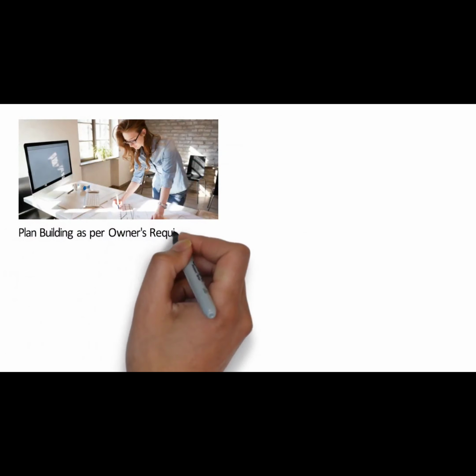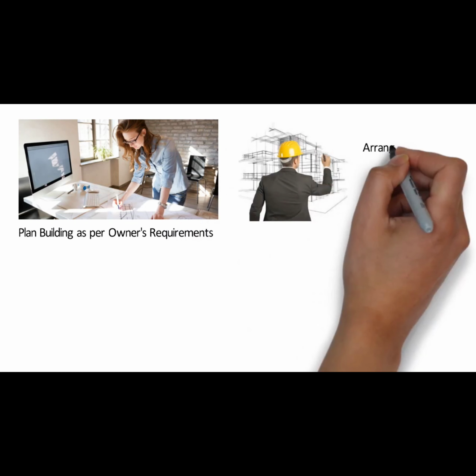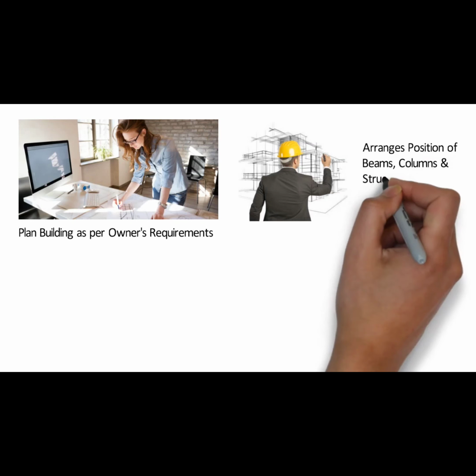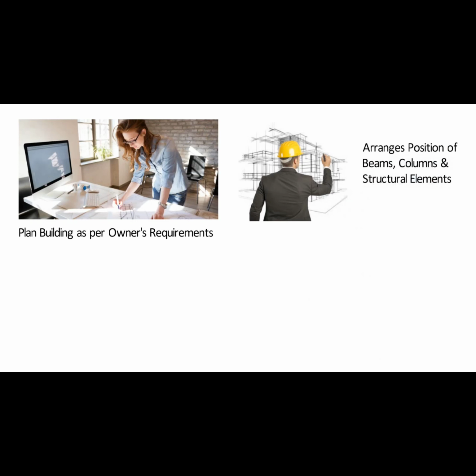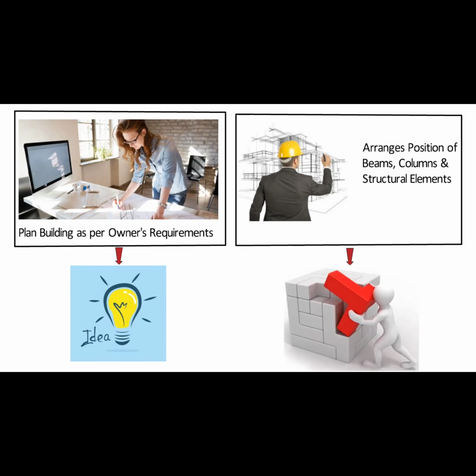The architect is the first person to plan the building as per the owner's requirements. Then comes the structural engineer, who arranges the position of beams, columns and other structural elements from a design point of view. It seems that architects come up with an idea and then make a plan that engineers help them execute.